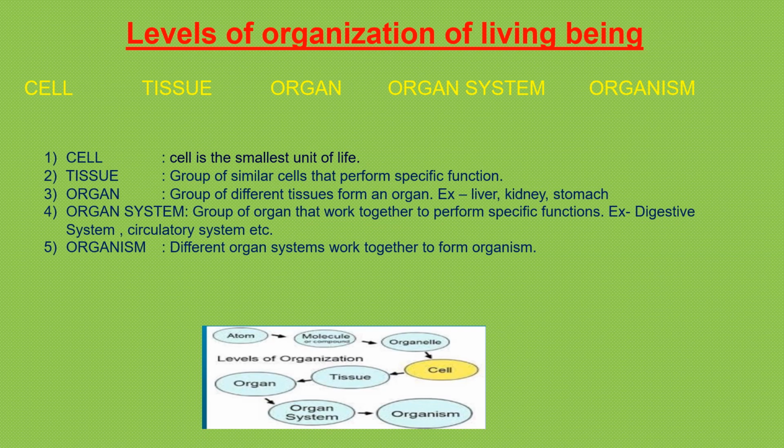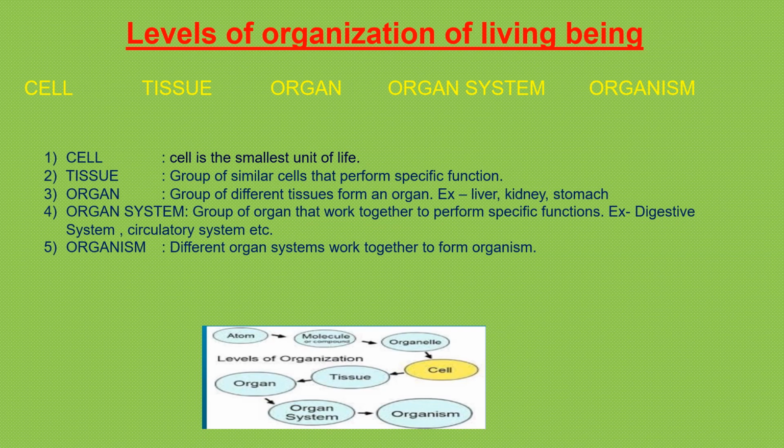Levels of organization of living beings. As we know, the cell is the smallest unit of life. Tissues are groups of similar cells that perform a specific function. A group of different tissues forms an organ, for example, liver, kidney, stomach. A group of organs together work and perform a specific function, called the digestive system, circulatory system, and all different organ systems together form an organism.